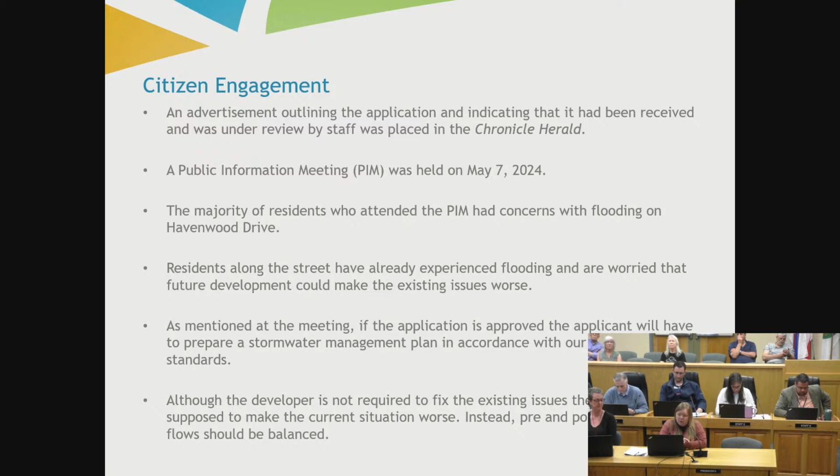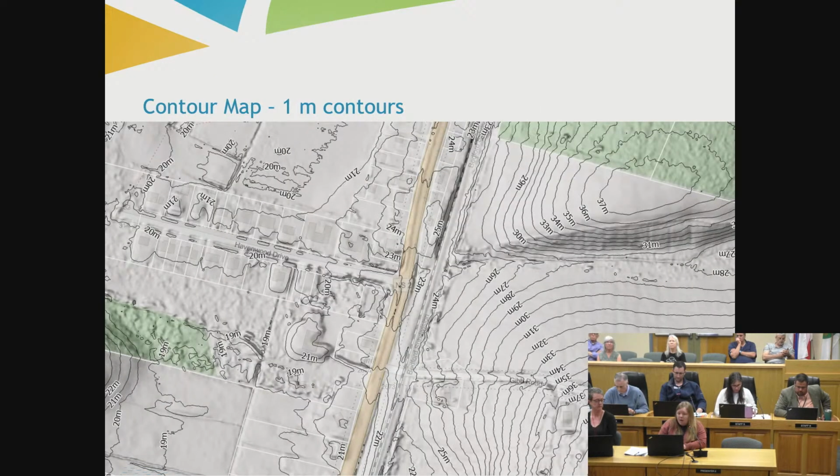And although the developer is not required to fix the existing issues, they are not supposed to make the current situation any worse. Instead, pre and post stormwater flow should be balanced. And one of the other things that was mentioned was that the culvert going under the road into the CN rail line was overgrown. So I went out and it is fairly overgrown, but I'm not quite sure if that would help the resident situation.